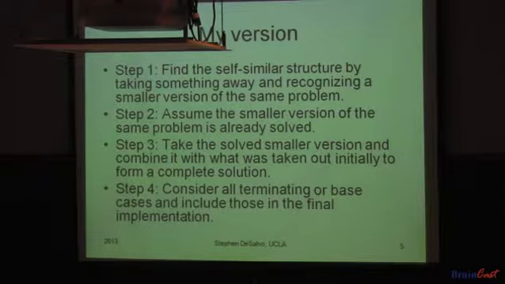My version. Oh, this ought to be interesting. Okay, let's see. Step 1, find the self-similar structure by taking something away and recognizing a smaller version of the same problem. Step 2, assume the smaller version of the same problem is already solved. Step 3, take the solved smaller version and combine it with what was taken out initially to form a complete solution. Step 4, I guess I took step 2 and turned it into 2 and 3, and I considered the previous step 4 to be obvious.